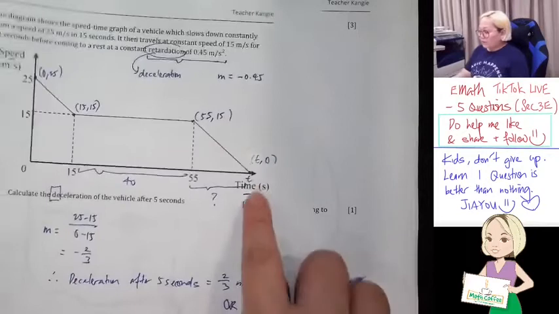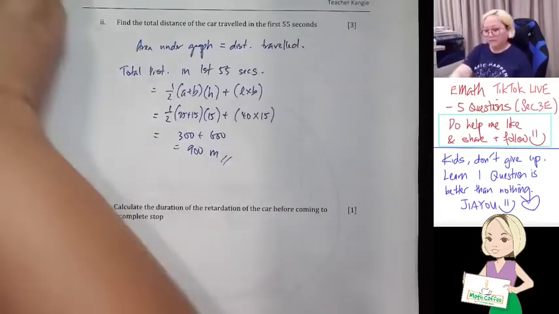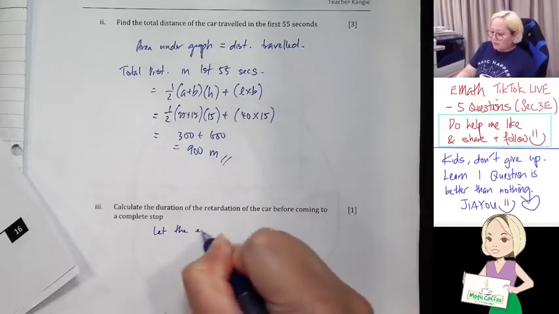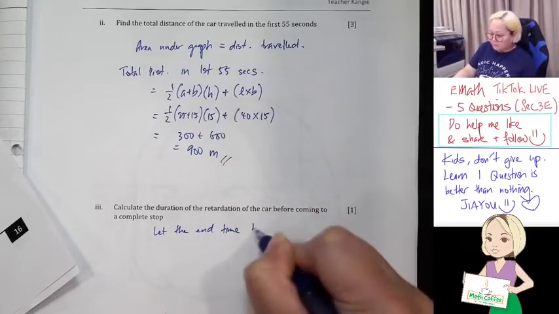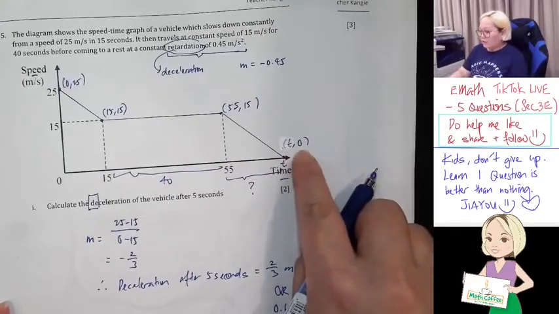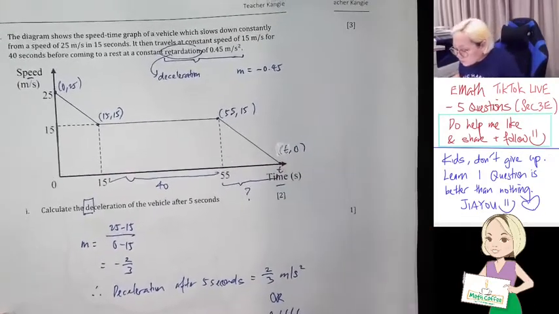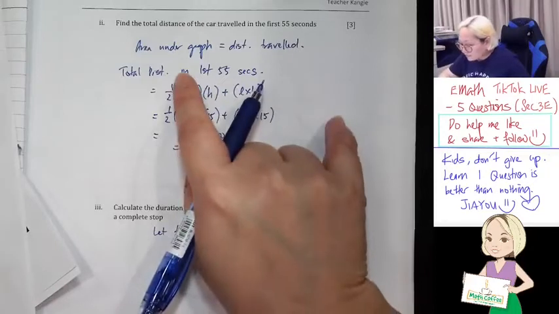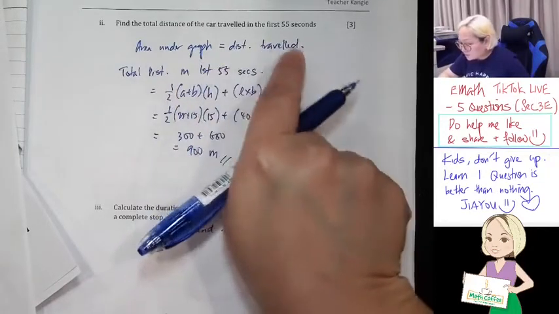So what I do is, I'm going to say let the end time be t. That's why my coordinate here is t, 0. Should it be area under the graph be distance traveled? Yes, correct. Area under the graph is equal to distance traveled.